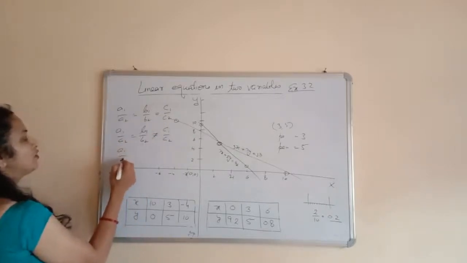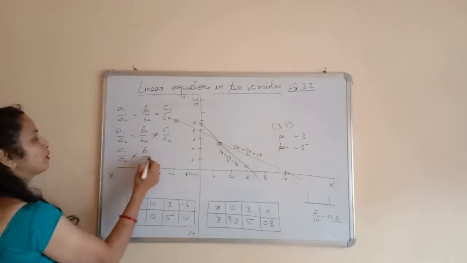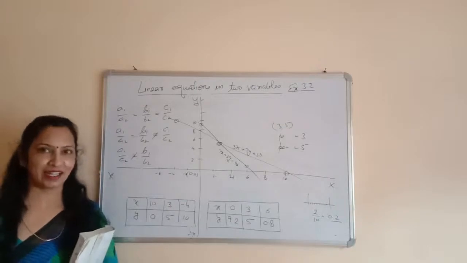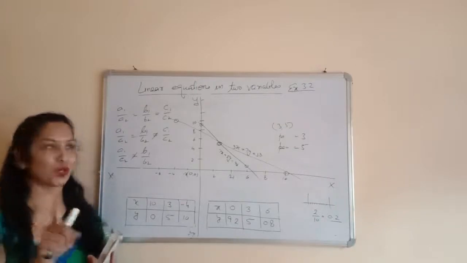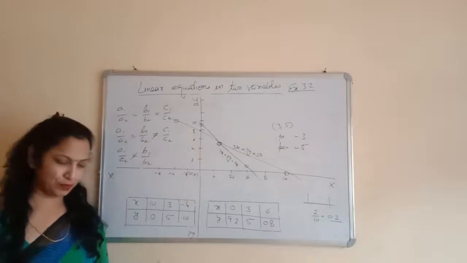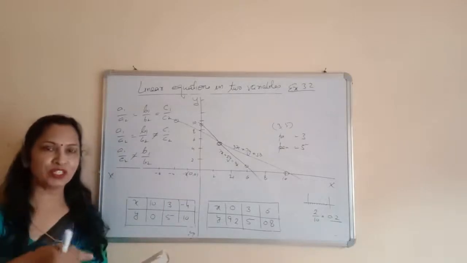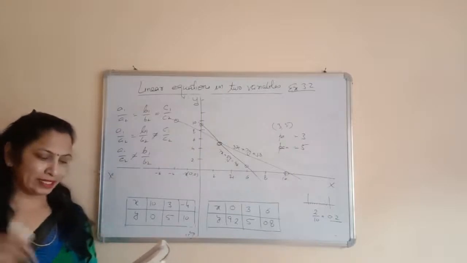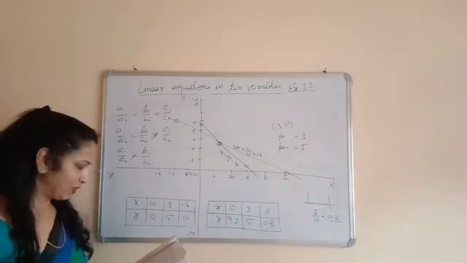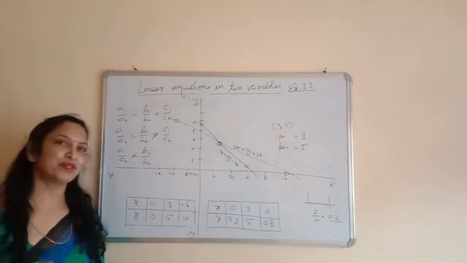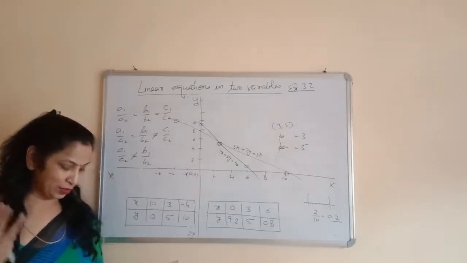If the condition is A1 upon A2 is not equal to B1 upon B2, it means this represents intersecting lines. Intersecting lines will have one solution, like this. So in the second question, by comparing the coefficients of x and y and the constant value, we can find out whether the lines are intersecting, parallel or coincident. So this is question number two. If you have any doubt in this question, you can ask me in a Zoom class. Okay, now the third question.